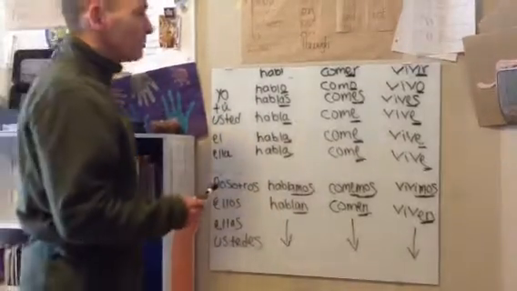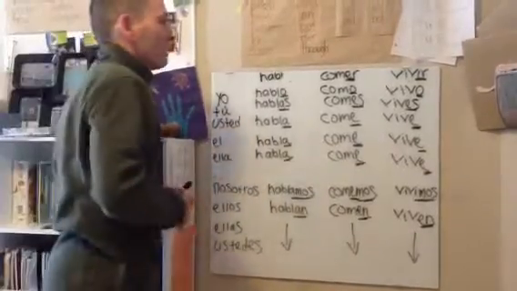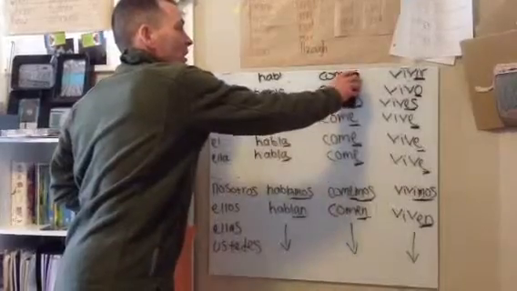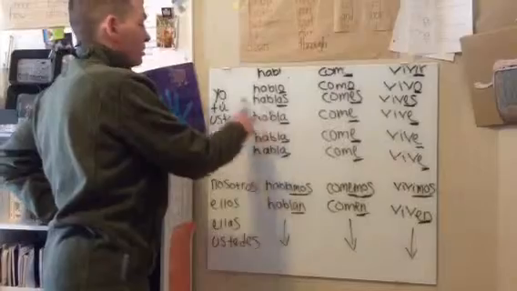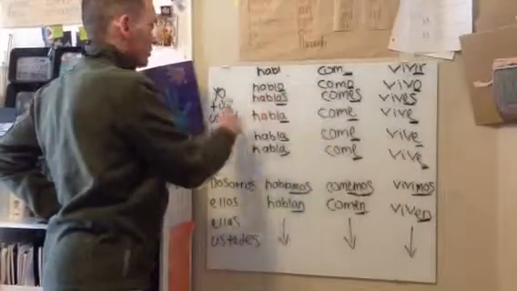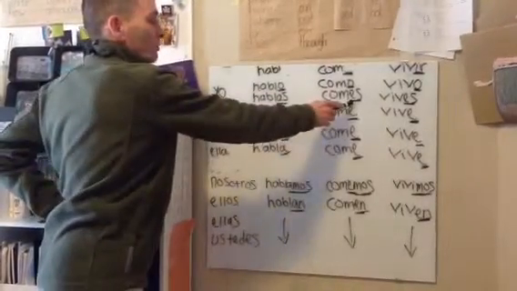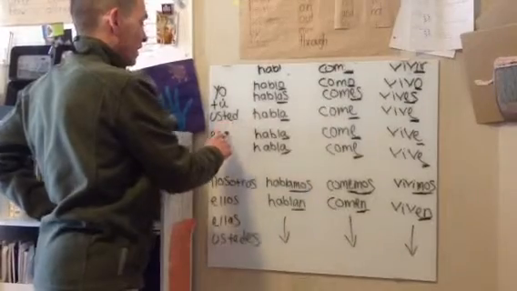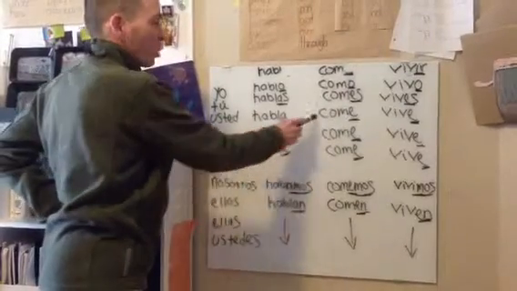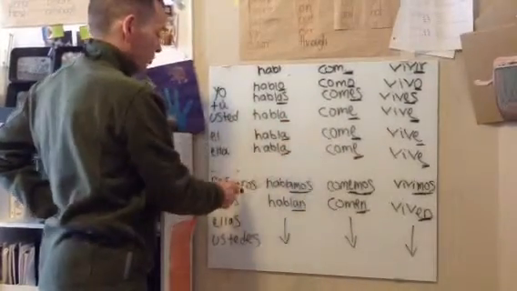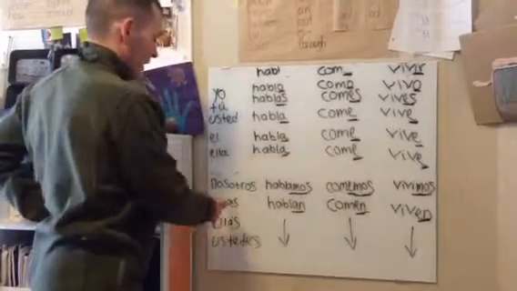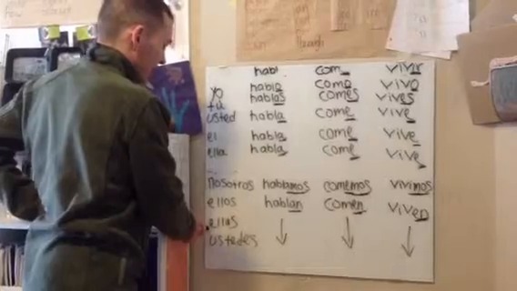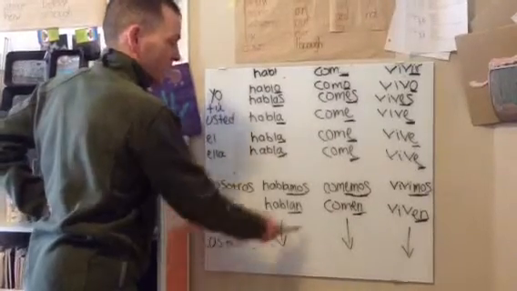For the ER verbs, again what we'll do is we'll take off the ER, and then add the different endings. So for yo it's como, tú comes, usted, él, ella, come, nosotros comemos, and then ellos, ellas, and ustedes, comen.